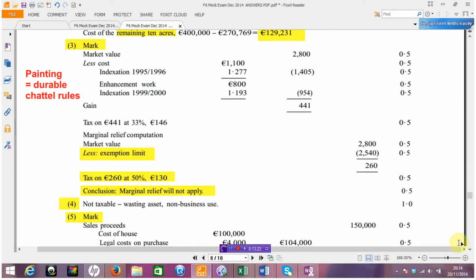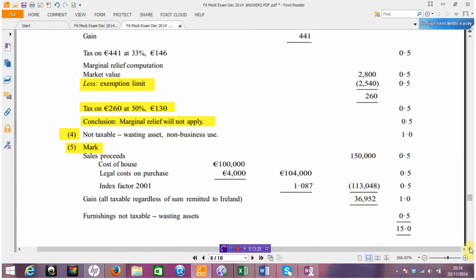Okay. Next point is in relation to another asset that was either going to be a wasting asset or perhaps a durable asset if we didn't know. I think it was a pony. And really what we've got to say there is that if it's a pony, and clearly it is with a useful life of less than 50 years, given that it's a non-business use asset, then it will be completely exempt. We're going to get 1 mark for making that point. Do bear in mind that you shouldn't simply exclude it or ignore it, because you will not get that mark. Make the point of laying out point number 4 and saying that it's non-taxable.